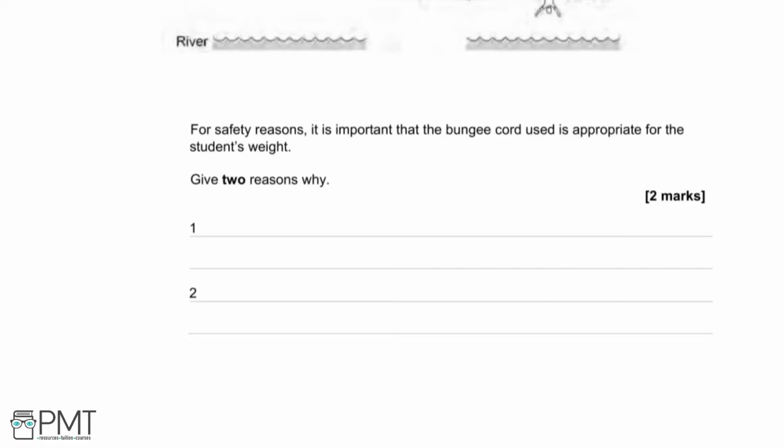If an elephant used this bungee cord, we know that the extension would be much greater, and this might be unsafe. We know this is true because of Hooke's law, F equals kx. With a greater weight or a greater force and a constant, we know that the extension must be greater. So the first risk of using a non-appropriate bungee cord would be extension too great. Another thing we can imagine, say if an elephant was using the bungee cord, is the cord might snap.